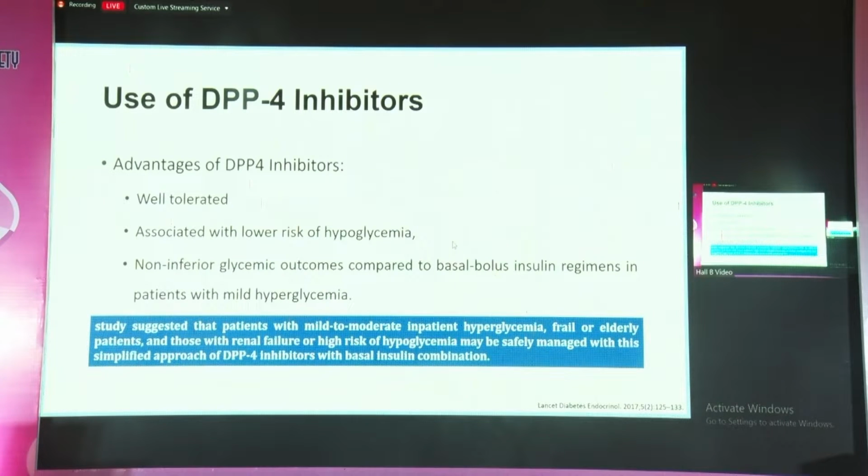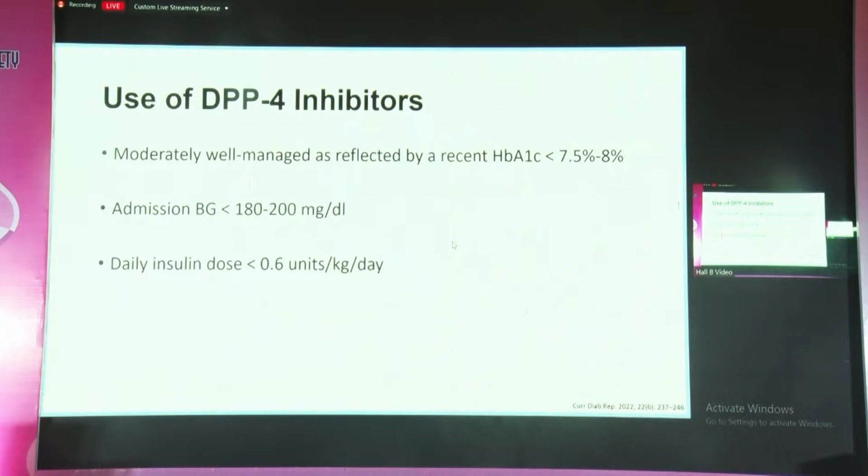So these studies suggested that patients with mild to moderate inpatient hyperglycemia, especially those vulnerable to hypoglycemia, such as the elderly, those with poor intake, and renally impaired patients, can sometimes be safely managed with DPP-4 inhibitors supplemented by correctional dose or basal insulin. These are the main settings where DPP-4 inhibitors can be utilized: moderately well-managed diabetes, such as HbA1c less than 7.5 to 8%, admission blood glucose less than 180 to 200 mg per deciliter, and a pre-existing daily insulin dose of less than 0.6 unit per kg per day.